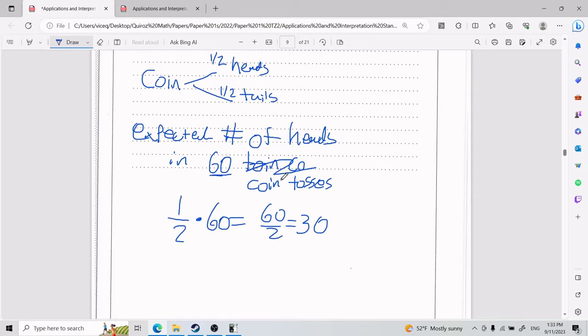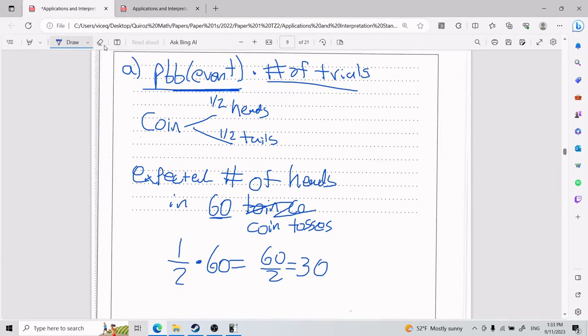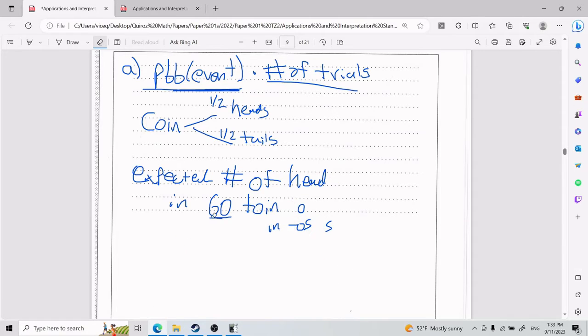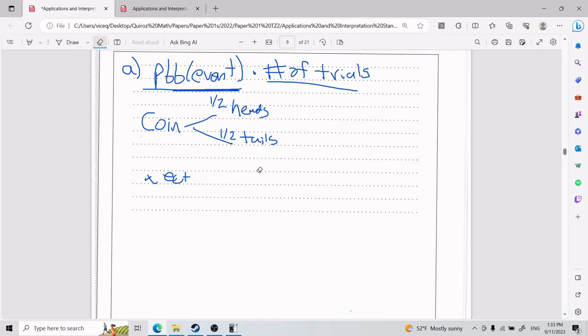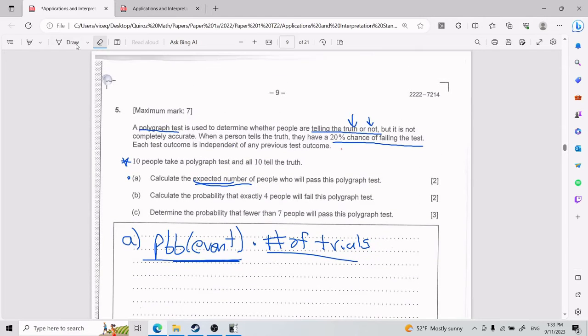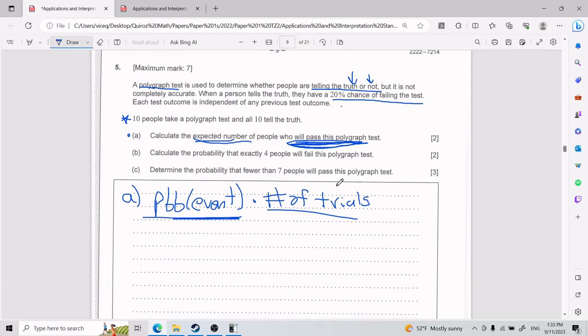So the expected number of heads depends on your number of trials. One thing is me asking what is the expected probability of getting heads, and another thing is asking what is the expected number of times I get heads in 60 coin tosses. And here the intuition is no different. What is the probability of my event, and what is the number of trials that I'm dealing with? So for part A, it is asking specifically the number of people who will pass this polygraph test. And so what is the probability that you pass? Well, I'm going to go ahead and say right away that it's 0.8 for passing.